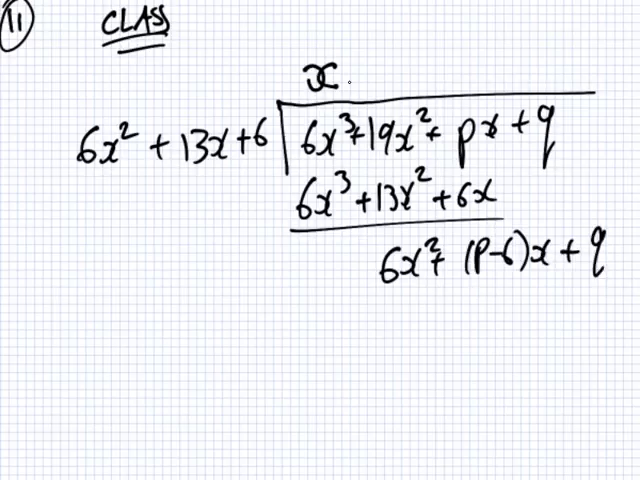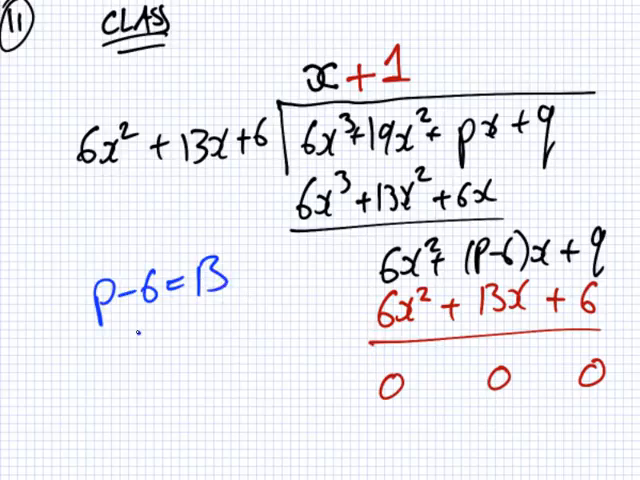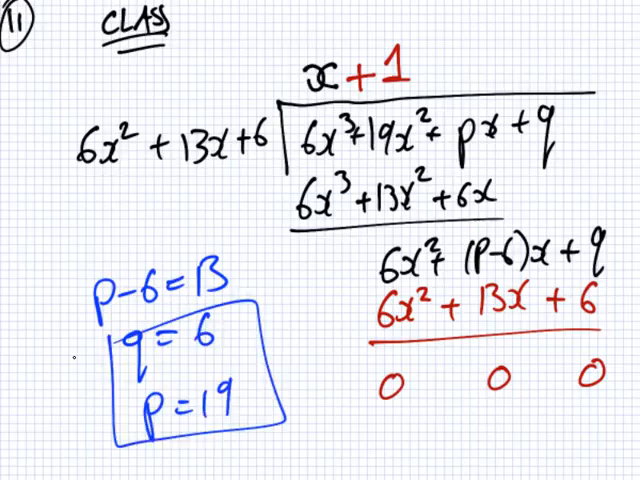Now this is the same. P minus 6 equals 13. Yeah, well this has to be 1. So this makes 6x squared plus 13x plus 6. And this has to be 0. So P minus 6 has to be 13. And Q has to be 6. So P has to be 19. I like it. Yeah, this is actually a lot better than the other way for this type. And maybe I made the exam too easy.